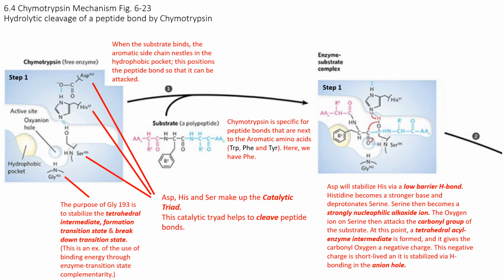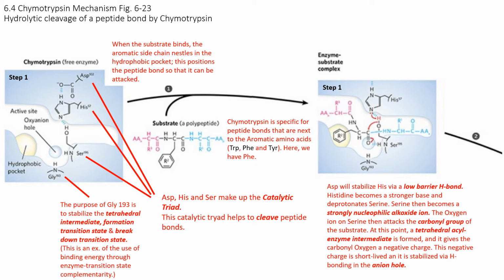So aspartate will stabilize histidine via a low barrier hydrogen bond. So remember, aspartate is over here. It's going to stabilize histidine via a low barrier hydrogen bond. Histidine becomes a stronger base and it deprotonates serine. So this is the oxygen, the hydroxyl from serine, and histidine deprotonates it.